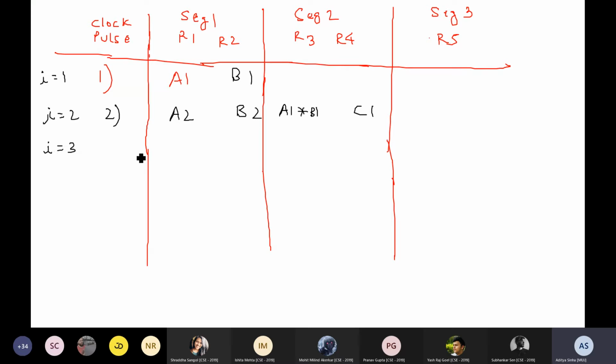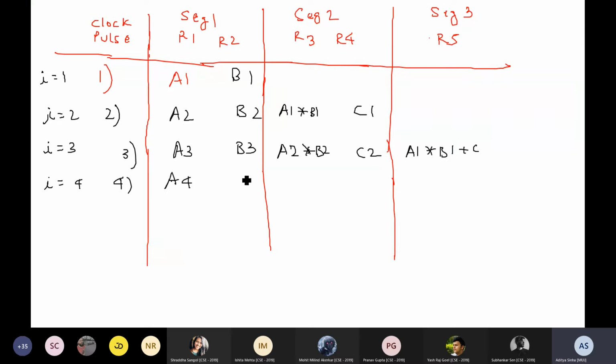I equals 3. In the third clock pulse, here A3, B3 will come. What was here? What will come here? A2 into B2, and then C2, and then finally what will be here? A1 into B1 plus C1. Then I equals 4, and in the fourth time step A4, B4 will come.